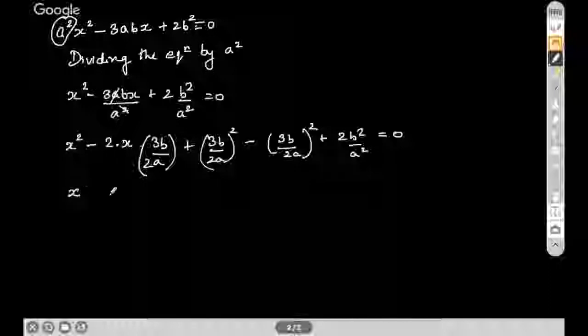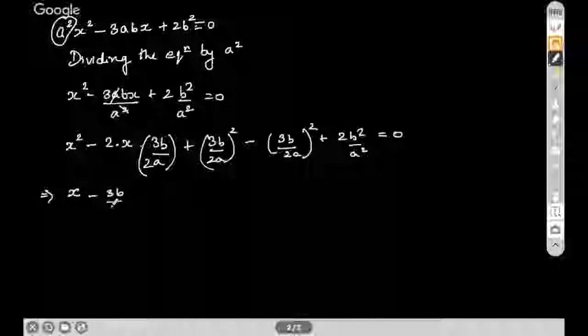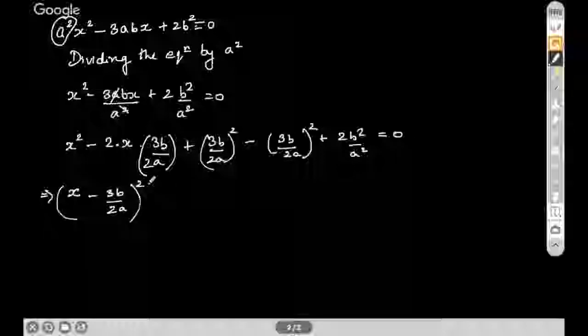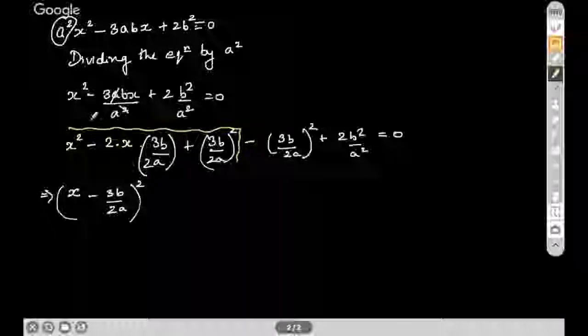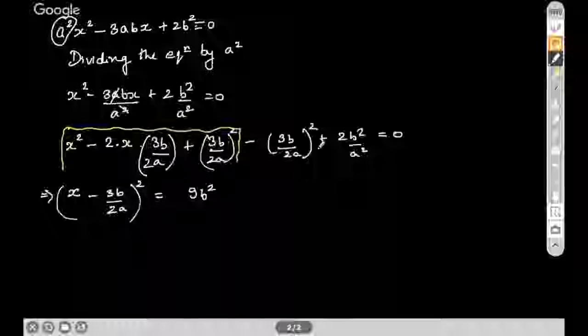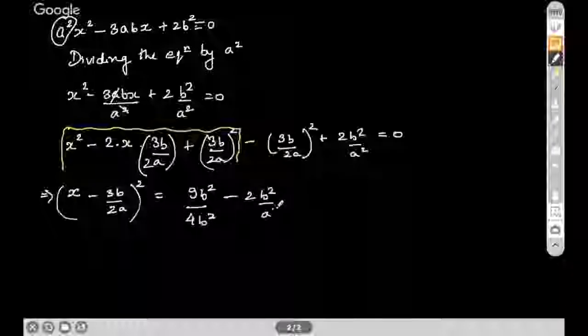So hence, what can I say from this? This is x minus 3b upon twice of a whole square, because if you see, this is the expansion of the first three terms. These three terms here form the square term, right? And now this must be equated to, so take everything on the other side, you'll get 9b square by 4a square, and then the minus sign becomes positive. Here it is 2b square by a square. I'm sorry, this is not b square in the denominator, this is a square. I'll write it properly so that you don't get confused. You should also avoid overwriting. So 9b square by 4a square minus 2b square by a square.